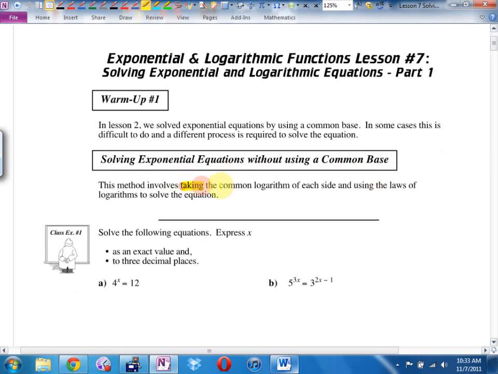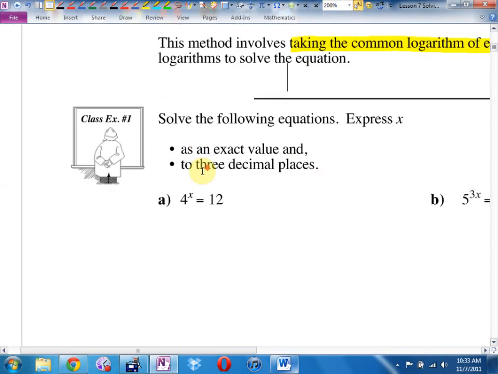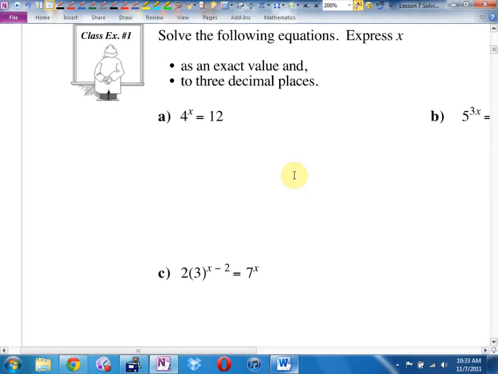Let's look at example 1a. It says express x as an exact value and then to 3 decimal places. Solve 4 to the x equals 12. Where is the x sitting? Or what kind of an equation is this?